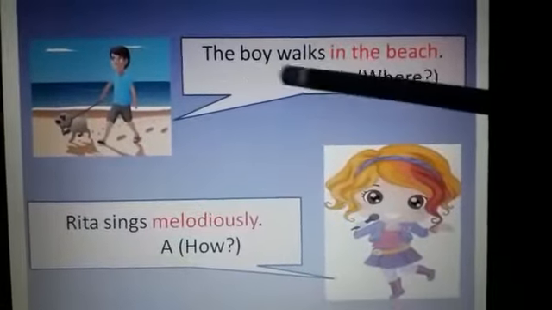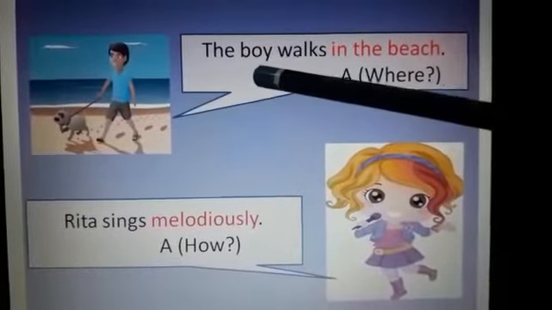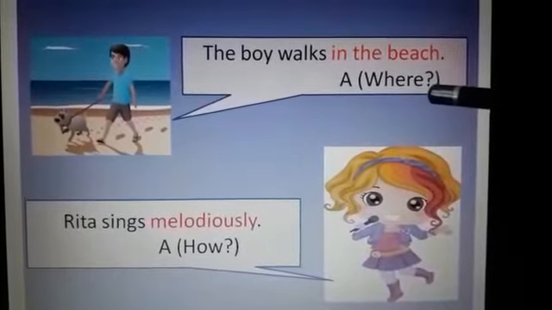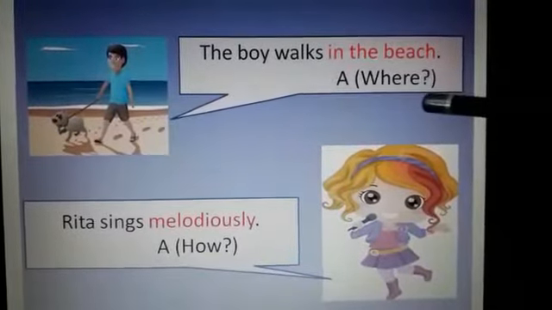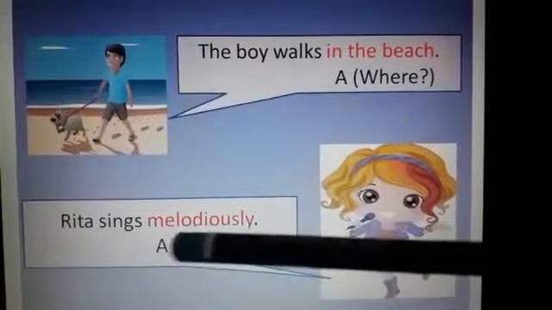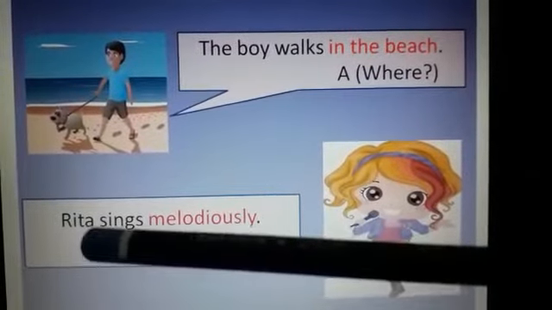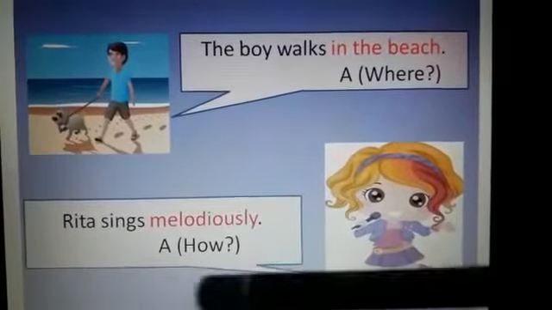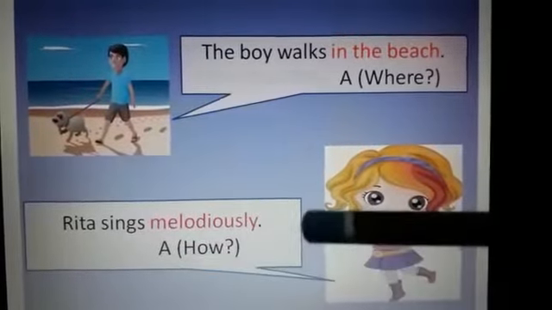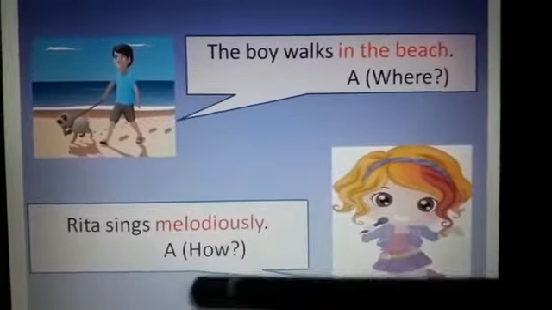Examples: the boy walks in the beach. The boy is a subject, walks is a verb. In the beach means what? Here we are asking the where question, so in the beach is the adjunct. Then, Rita sings melodiously. Rita is the subject, sings is the verb. Melodiously: how does she sing? Melodiously. Then it becomes an adjunct.